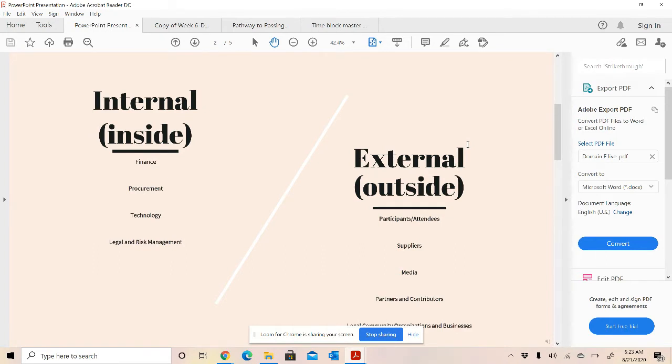So then we break it down into internal and external. So you need to understand the difference in who is an internal stakeholder and who is an external stakeholder. So for internal, obviously, think inside. So people within your organization. And then external would be people external from your organization, so outside of your event or organization.